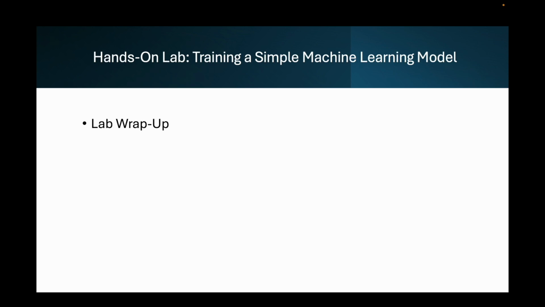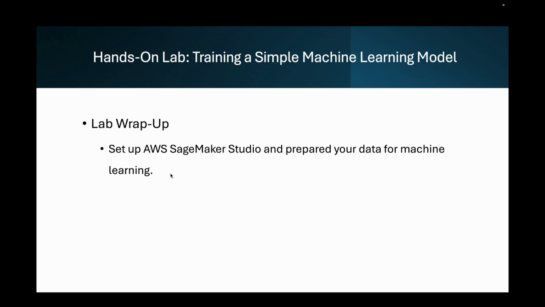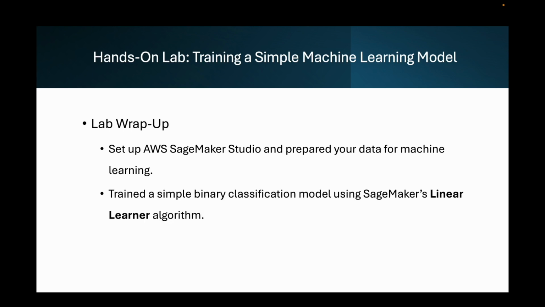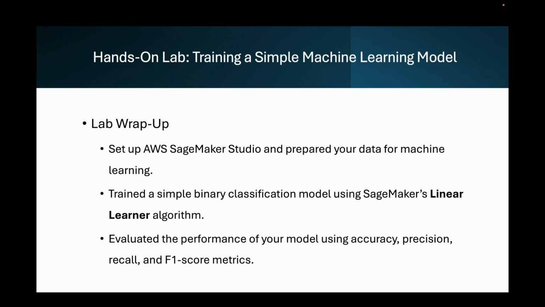But just to do a wrap up, what we have covered here is we have set up AWS SageMaker Studio and prepared your data for machine learning. We have trained a simple binary classification model using SageMaker's Linear Learner algorithm, and we evaluated the performance of your model using accuracy, precision, recall, and F1 score metrics.